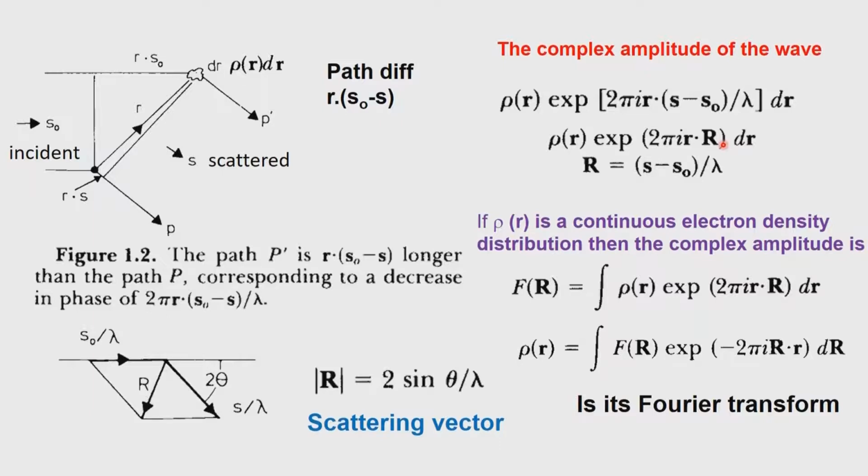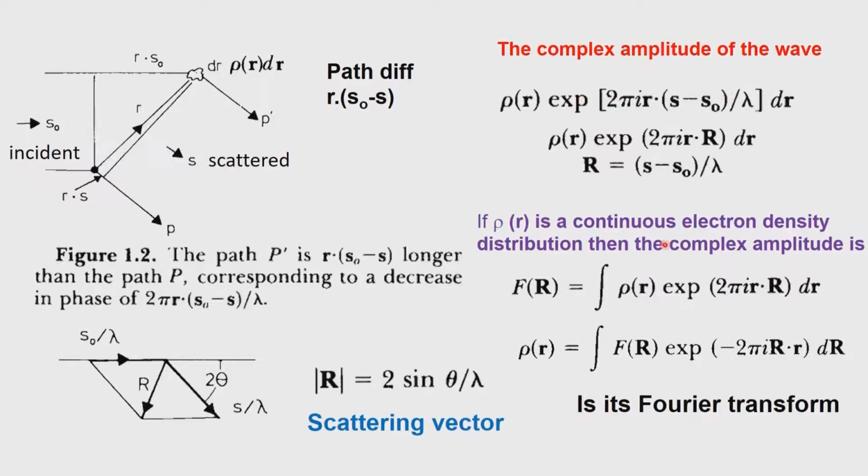We will show that later on, but in this particular case you see that, as I have written here in the caption to the figure, the path P prime is r dot (s naught minus s) longer than the path P, and therefore, it corresponds to a decrease in the phase, which is 2 pi r dot (s minus s naught) by lambda, and we take this as a complex quantity. So, i gets in there.